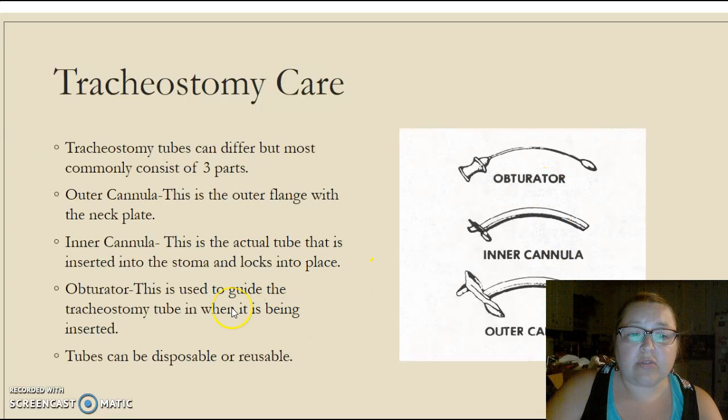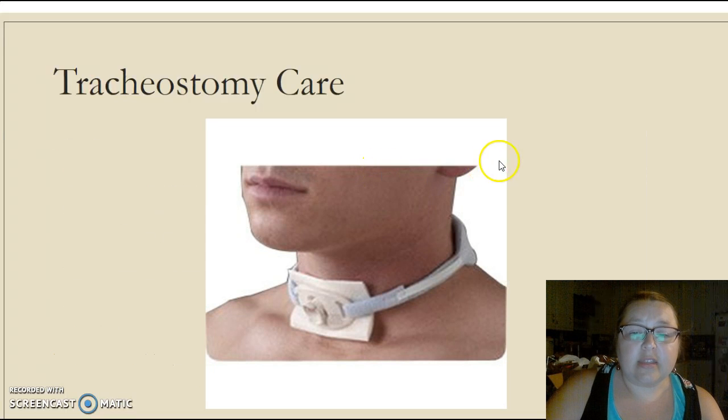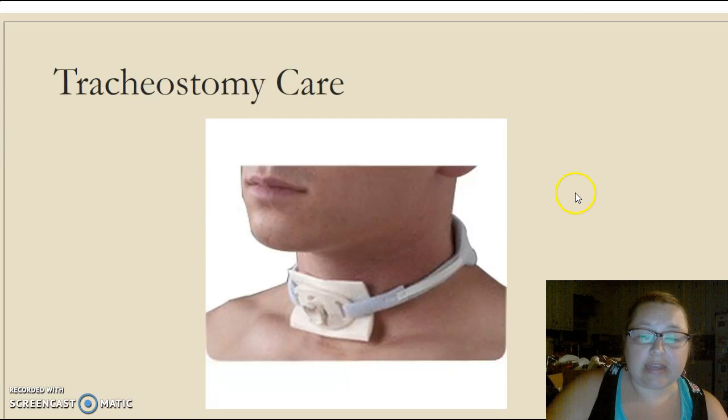It's important to note that when the obturator is blown up and used, the airway is actually being blocked, so it needs to be a quick process. Tubes can be disposable or reusable. This is a tracheostomy with the neck piece, the guard behind it, and all in place.